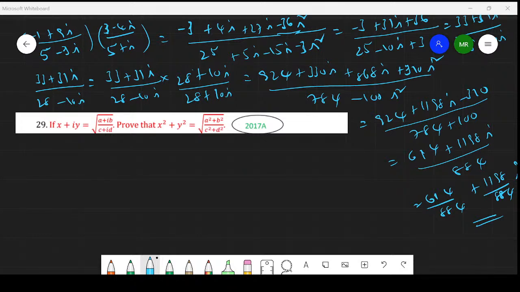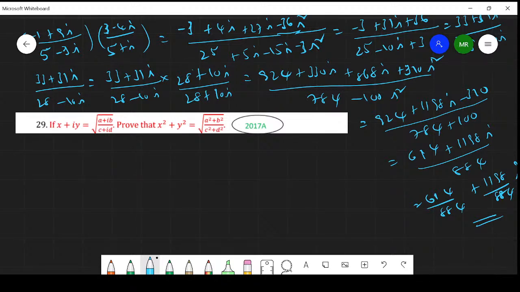Now, see here, I am going to do another one now. The next one: if x plus iy equals root of a plus ib by c plus id, then prove the given result they are asking. You see that result, a very simple way you can write this. Whenever they are asking x square plus y square, think about the modulus of the complex number. Then we can write easily, right?